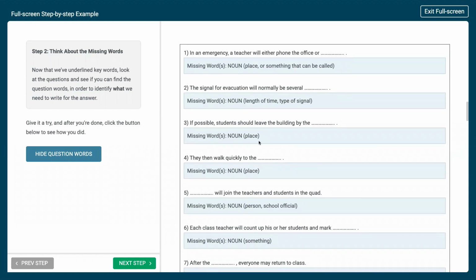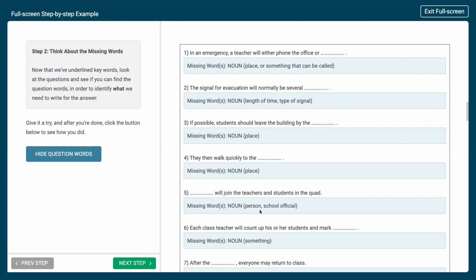In this case, we are challenging ourselves with a difficult example here because they're all nouns, but you should keep in mind that nouns are also different. So we've got a place, or we've got a length of time, or we've got a person. And knowing even this little detail will help you when scanning the passage. So I would definitely not skip this step.